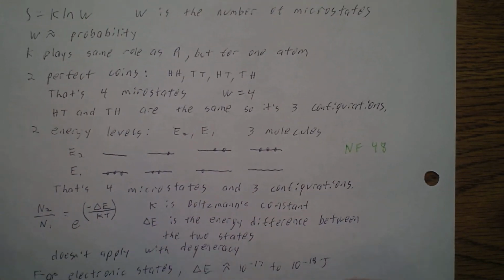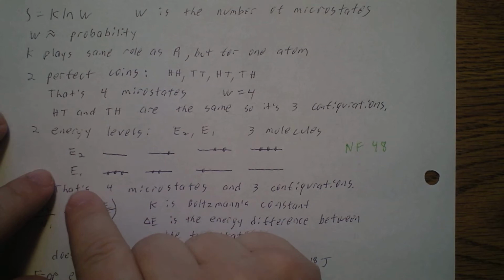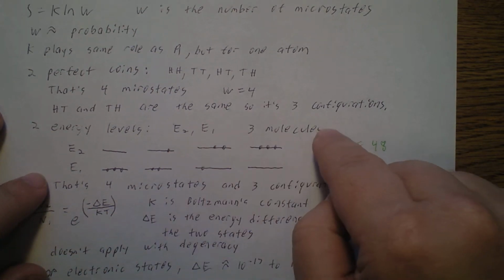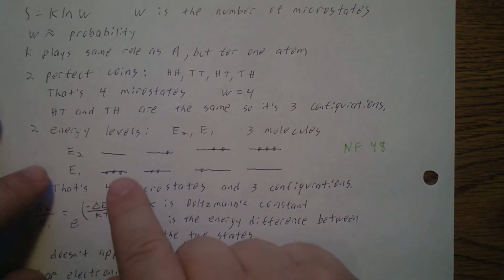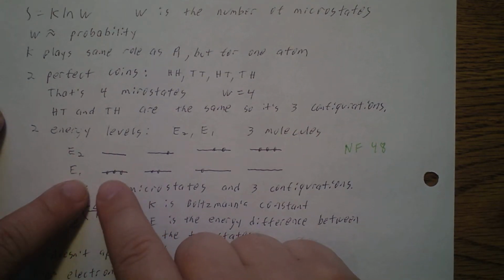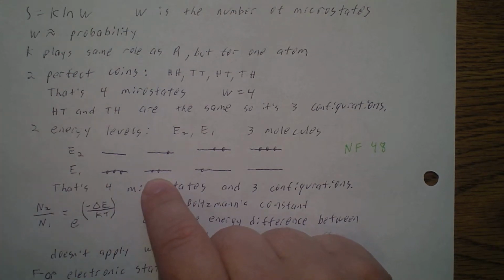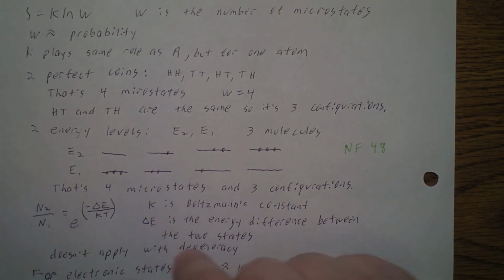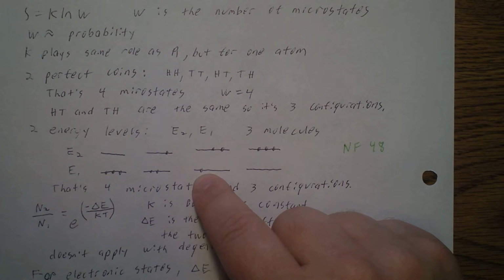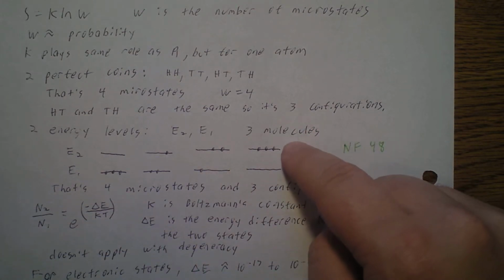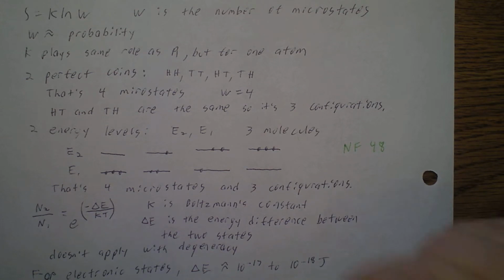Now let's talk about energy levels of a system. Let's say your system can have 2 different energy levels here, energy 2 and energy 1, but you have 3 molecules. Well, then you could have all 3 molecules at energy 1. You could have 2 of them at energy 1 and 1 of them at energy 2. You could have 1 of them at energy 1 and 2 of them at energy 2. Or you could have all 3 of them at energy 2.